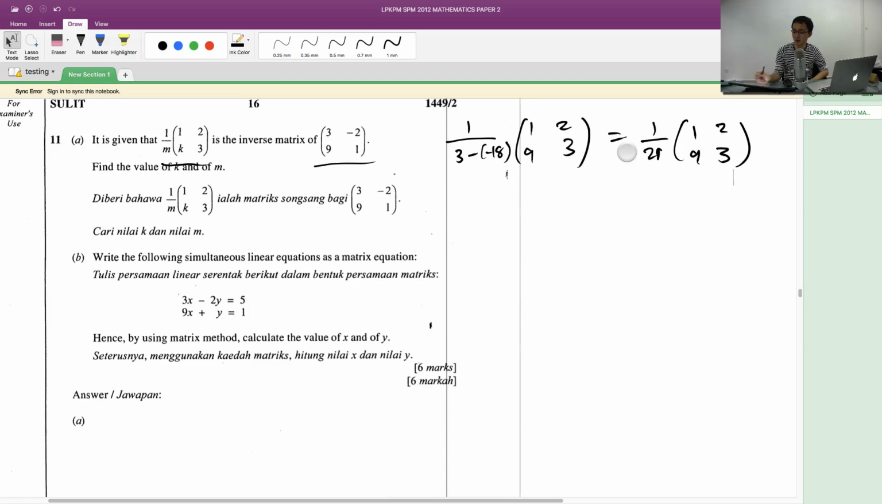And then after that we do the comparison. So 21 equals m. Therefore m equals 21. And then I see the position 1, 2, so 9 equals k. So k equals 9.